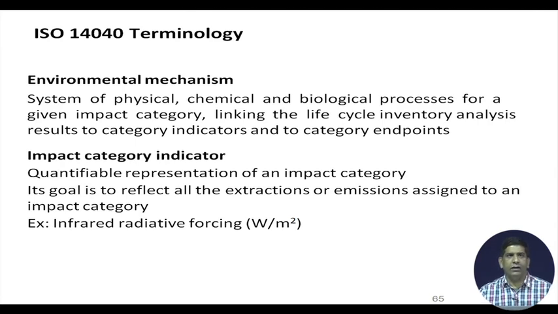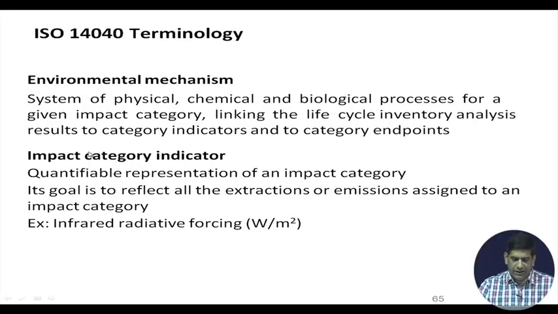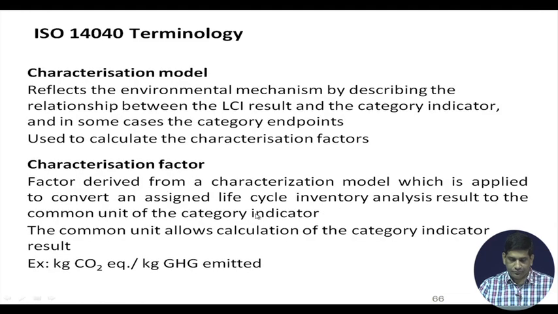That will give us the category endpoints, what kind of endpoints we are looking at. When we look at the indicator, the impact category indicator is a quantifiable representation of an impact category. The goal is to reflect all the extractions or emissions, and for climate change, it's the infrared forcing that we use. Then you look at your characterization model. The characterization model is what kind of model you are going to use.